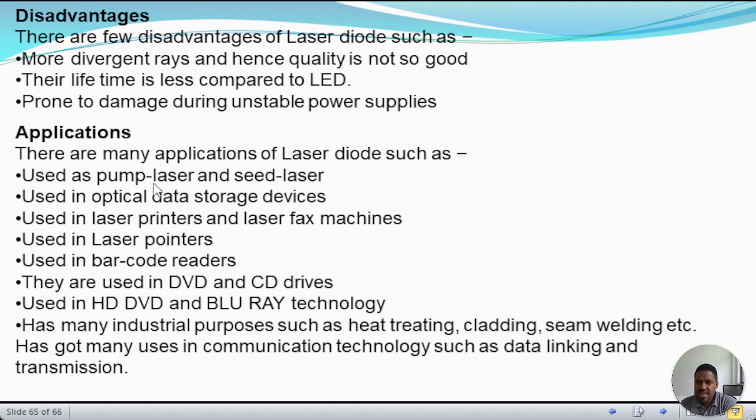The applications of the laser diode: pump laser and seed laser in optical data storage devices, and also used in laser printers and laser fax machines. You can use a laser diode in laser pointers and barcode readers. They are used in DVD and CD drives, and in HD DVD and Blu-ray technologies. They have many industrial purposes such as heat treating, cladding, seam welding, etc. They also have many uses in communication technology such as data links and transmissions.